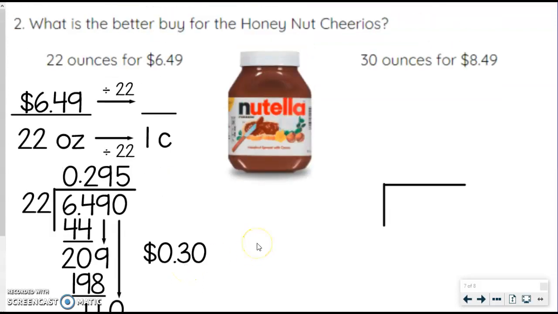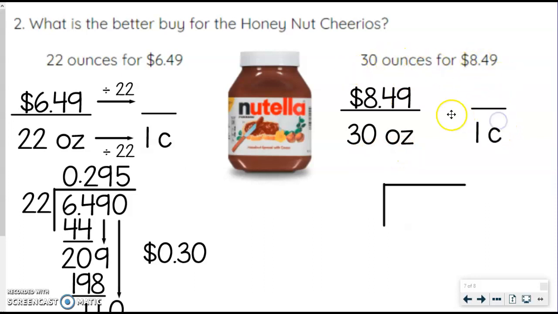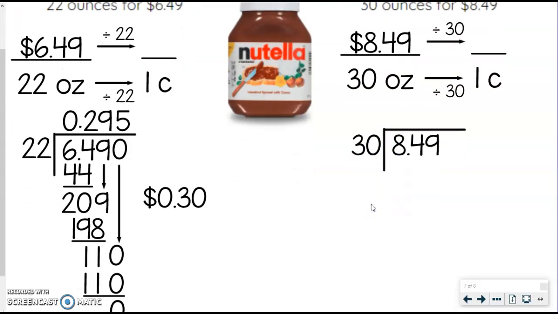Last one, I know you've been doing a lot of division here, but let's finish this problem out. So you've got $8.49 over 30 ounces, because that's what we're doing for this one. We want to scale down to 1 ounce. Again, should be OZ. We are dividing by 30 down to 1. So we divide the top by 30, exact same thing, set up our problem, so $8.49 divided by 30. I'm sure you're getting bored of this by now, but let's finish it up.